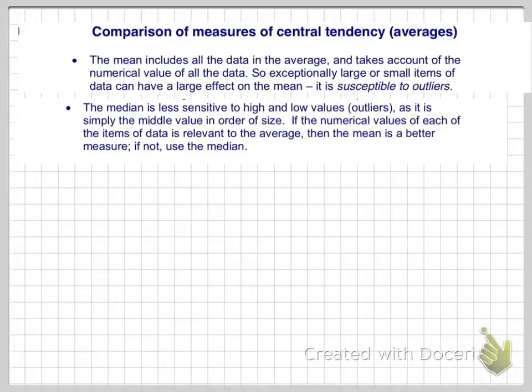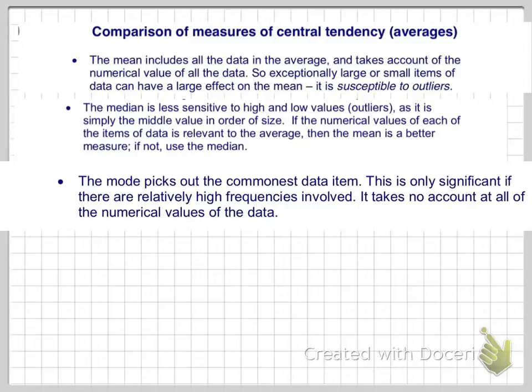The median is less sensitive to high and low values, i.e. outliers, as it is simply the middle value in order of size. And so if the numerical values of each of the items of data are relevant to the average, then the mean is a better measure. If not, use the median. Okay, so obviously in the case of outliers, the advantage of the median is not affected by such values.